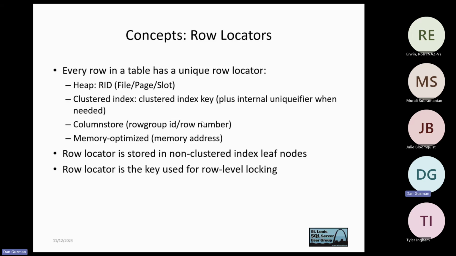The row locator, importantly, is stored as the index to point to the individual row itself. It's also used for row level locking. It's used as the key when it computes the hash for that.